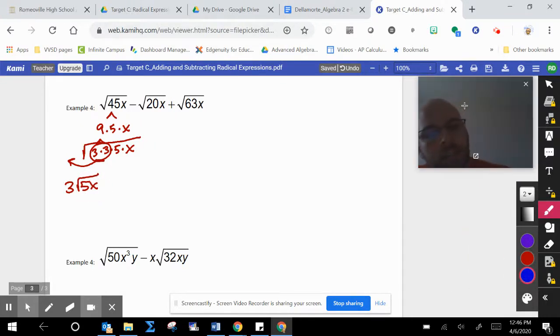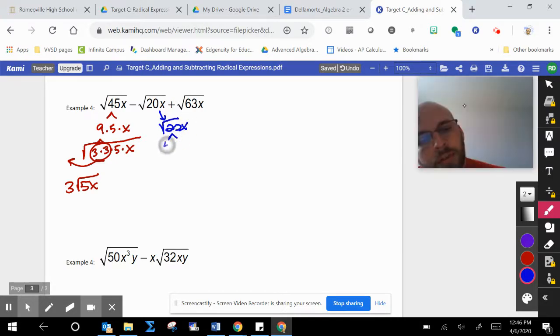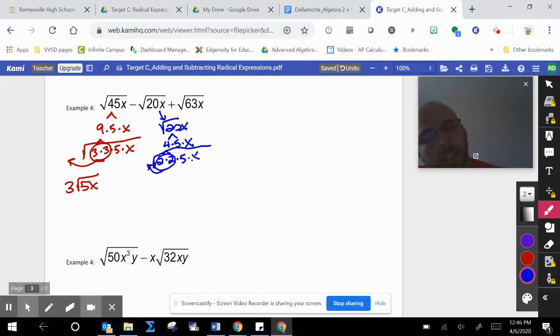Okay, for the next radical, if I have the square root of 20x, this is going to be 4 times 5 times x, or 2 times 2 times 5 times x. And if I take this 2 on the outside, I get a 2 square root 5x.